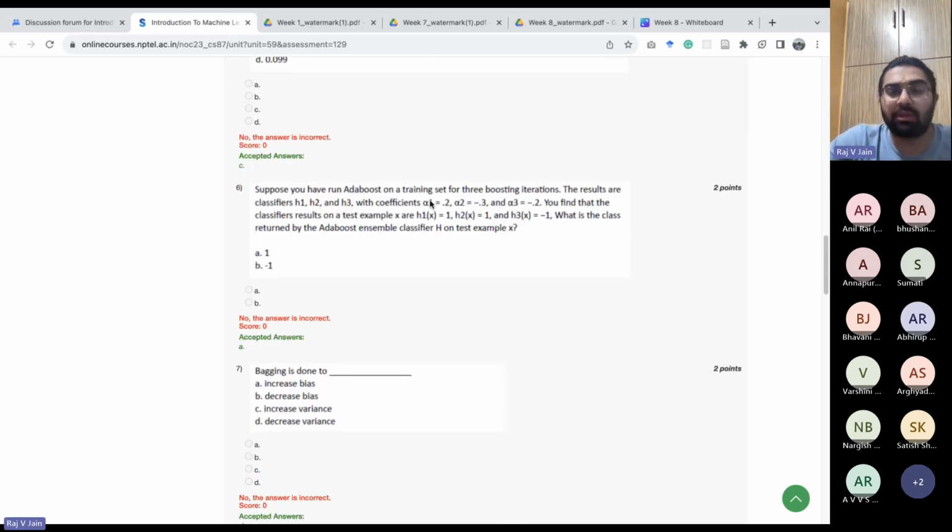Sixth question. AdaBoost on a training set of 3 boosting iterations.